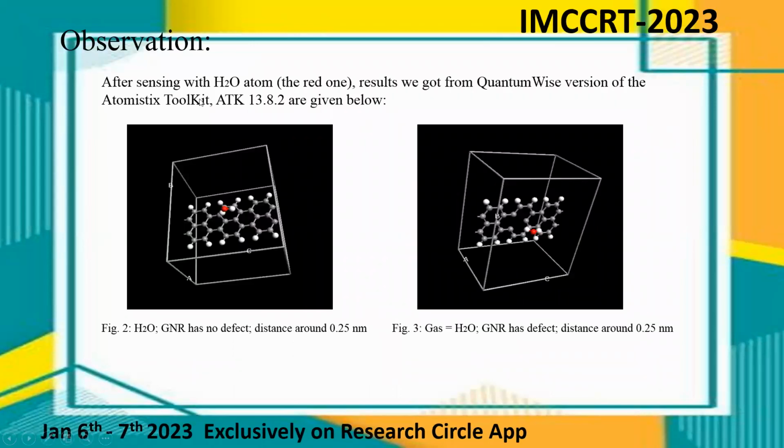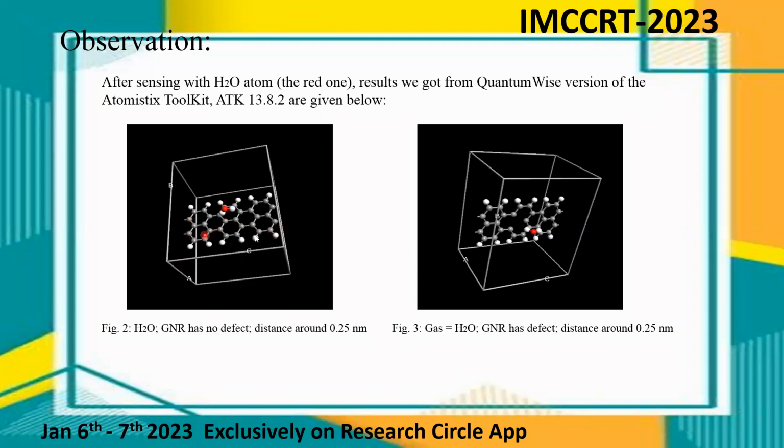This is the observation slide. These two results, which are figure 2 and figure 3, we have got from our simulator Virtual Nanolab. Here, the black and white molecule distribution is graphene. I'm using spotlight. This black and white sheet is the graphene sheet, and this red marked molecule is the H2O molecule.